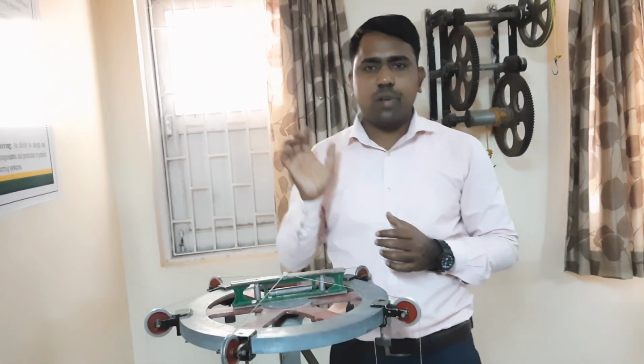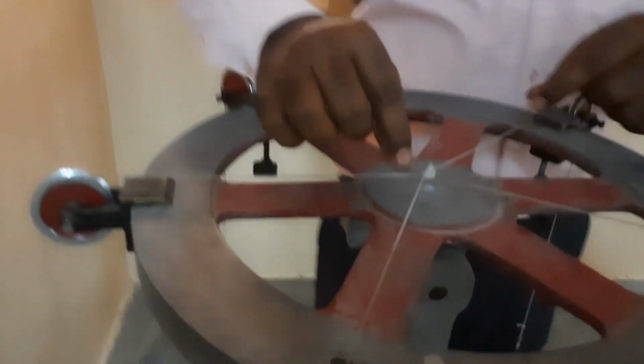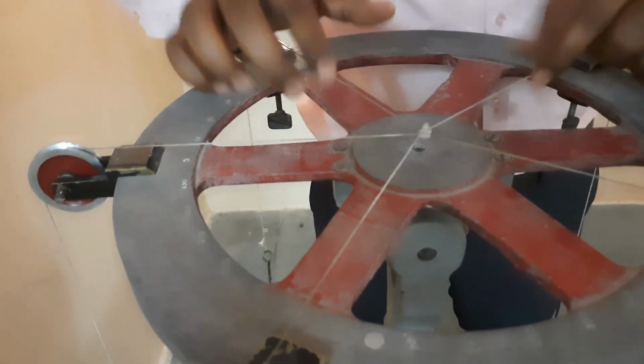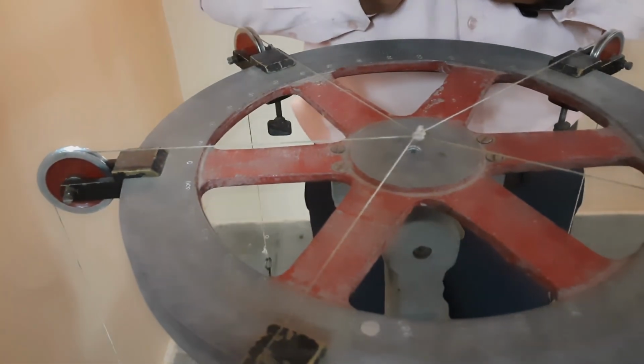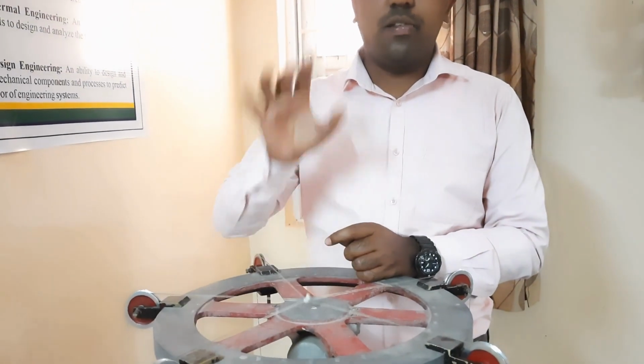So that we have to check. In the observation table, the first column is given for weight attached. So here all are at 50 grams. So now it is in equilibrium condition because the center of these forces is at the center of the universal force table. So it is at center, so we can say that this is in equilibrium condition. Now for the first reading, the weight applied is 50 gram for all. So now it is in equilibrium condition.